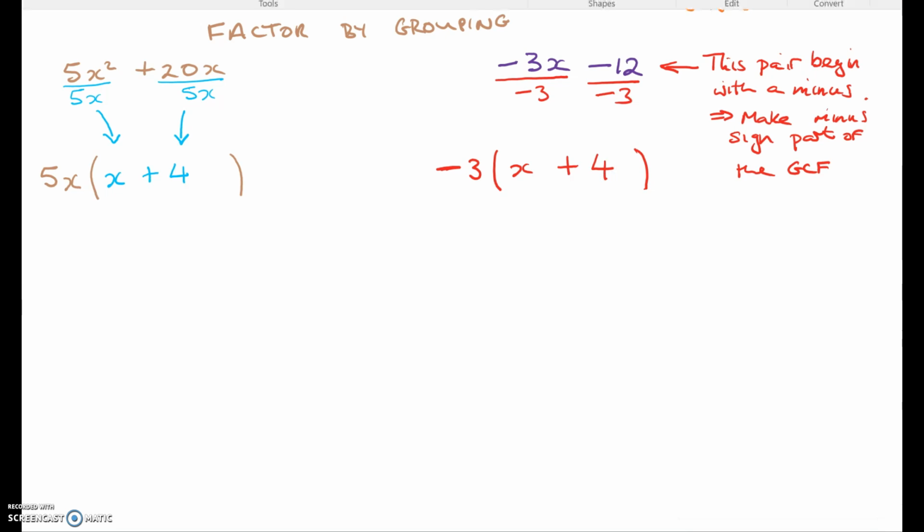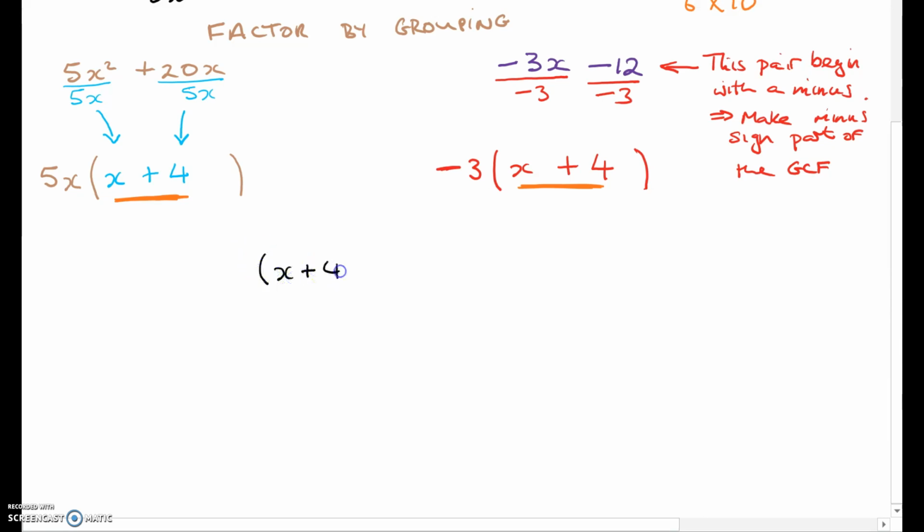Now you have to ask yourself, are the inside factors the same? Obviously, looking at these, they are, x plus 4. So the final factors are x plus 4, and then putting the outside factors together, 5x minus 3.